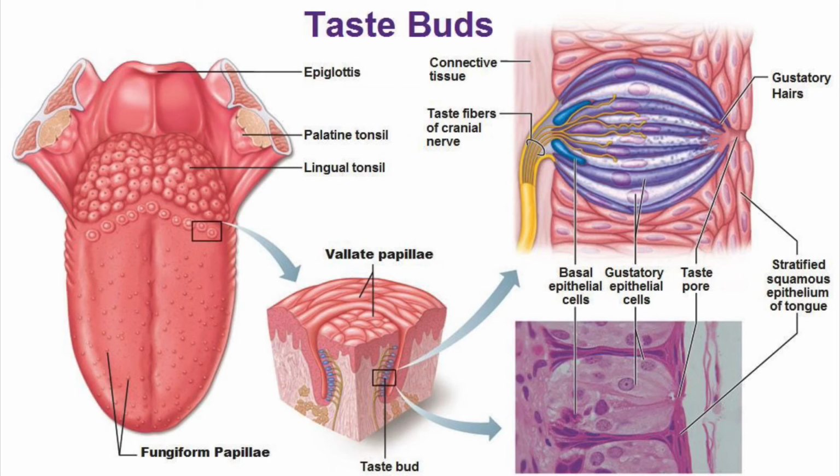Now, these gustatory epithelial cells can detect 5 basic taste sensations, depending on the chemicals that are going to be dissolved in the saliva. We have sweet from carbohydrates, sour from acids, especially hydrogen ions, salty from metal ions and salt, as in sodium chloride, and bitter from alkaline chemicals like caffeine. And we finally have umami, which is found in amino acids from meats.